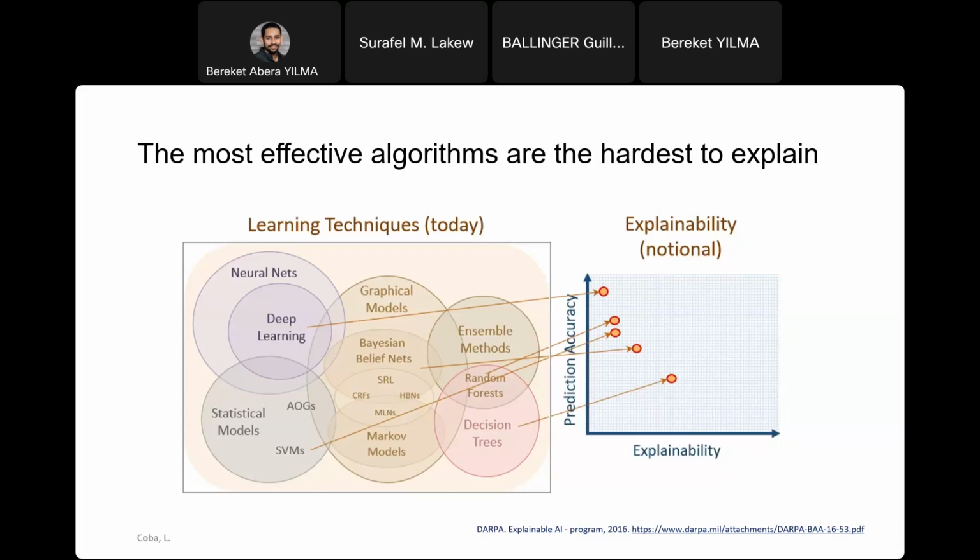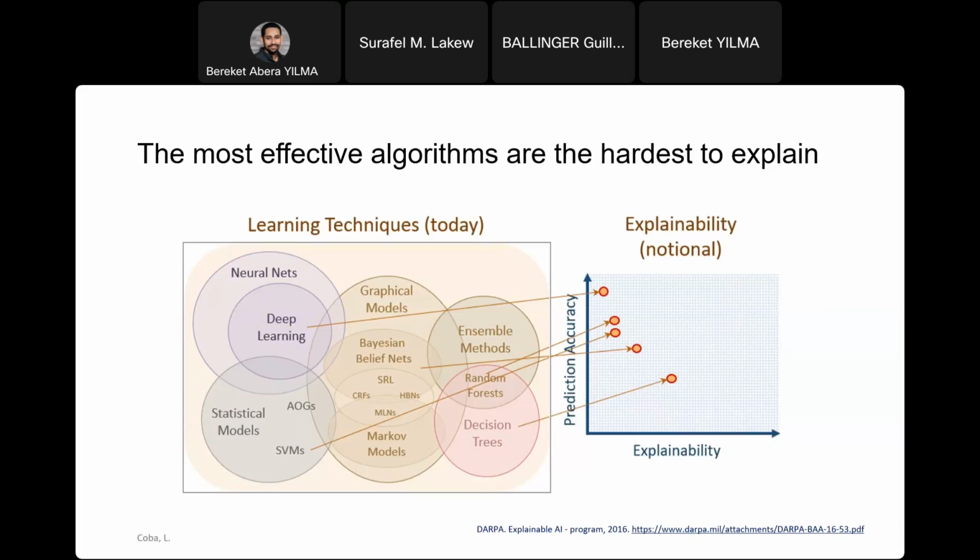And there is this thing though. Explanations are hard, and the most complex models are the hardest to explain. This is sometimes referred to as the flexibility-explainability trade-off.